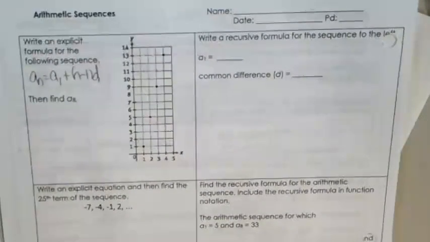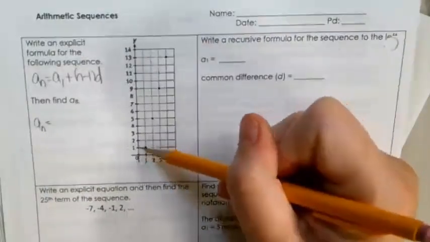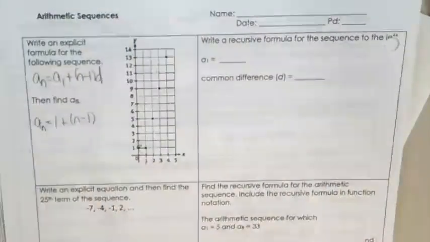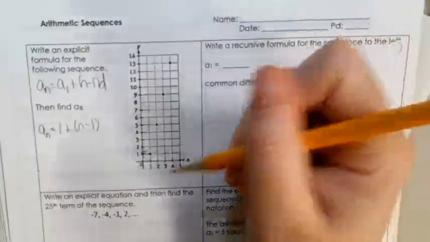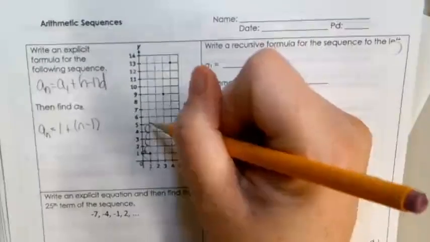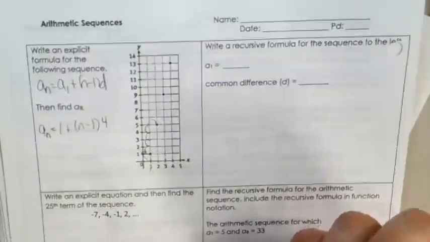But the only two pieces of information that you need are the first term and the common difference. So the first term right here, if you go to term 1, is 1. Then we need to find the common difference. Well, the common difference is the slope of the line. So I'm going to count rise over run. So 1, 2, 3, 4 over 1. So the common difference is 4, or the slope is 4.